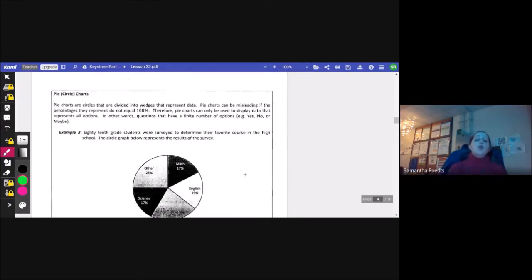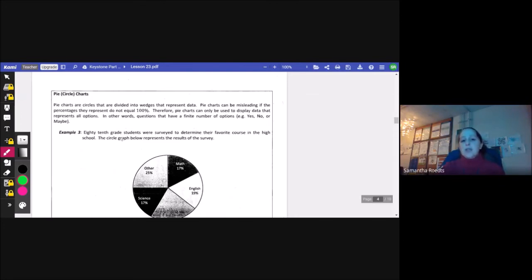Pie charts, or circle charts. They look like pie. Pie charts are circles that are divided into wedges that represent data. Pie charts can be misleading if the percentages they represent do not equal 100%. Therefore, pie charts can only be used to display data that represents all options. In other words, questions that have a finite number of options, like yes, no, or maybe.